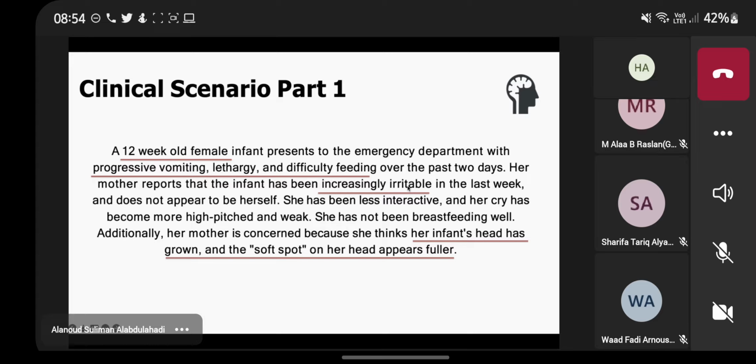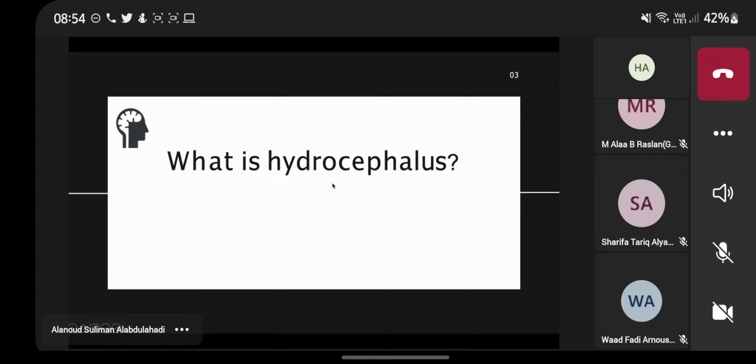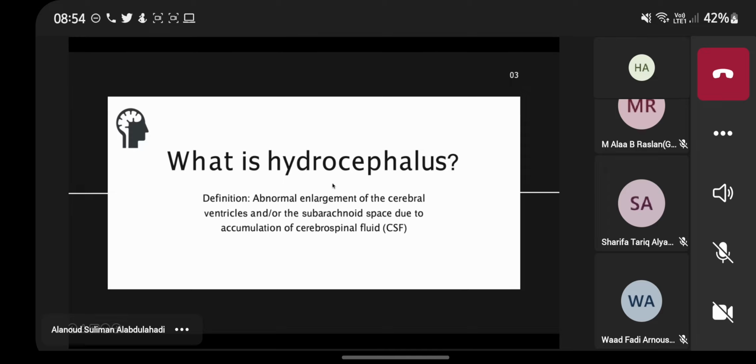And also, the patient presented with increased irritability. This increased irritability in pediatric patients can be due to any pain, which includes headaches that are seen in hydrocephalus. And also, another important thing in this scenario is the mother's description. She mentioned that the infant's head has grown and the soft spot on her head appears fuller. Now, these are some of the common presentations that are seen in hydrocephalus cases, which we'll be discussing more in the upcoming slides.